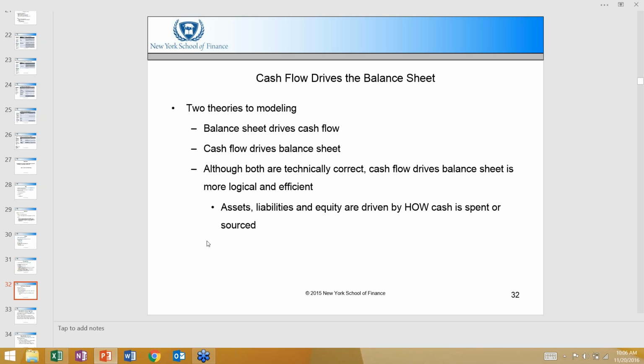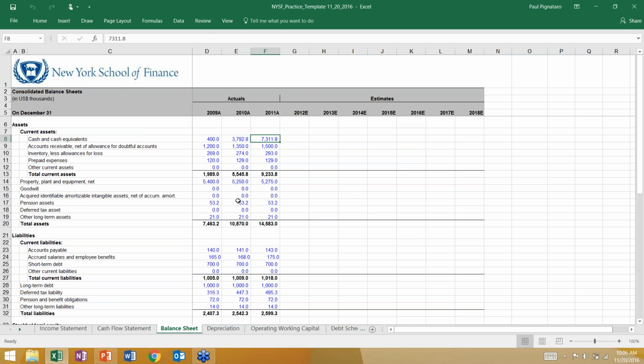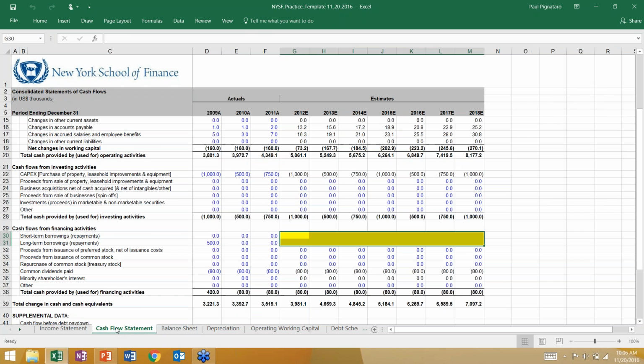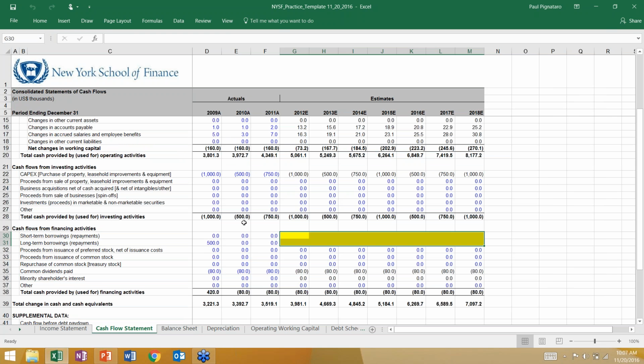The balance sheet driving the cash flow statement means you build the income statement, you build the balance sheet, and then you back into the cash flow statement by subtracting year-over-year balance sheet items. So that's taking the income statement, taking the balance sheet, and backing into the cash flow statement. The other method is you build the income statement, you build the cash flow statement, and then the balance sheet is driven off of the cash flow statement, meaning balance sheet line items move by how cash is spent or sourced. And this is the way we've done it more often at Morgan Stanley.